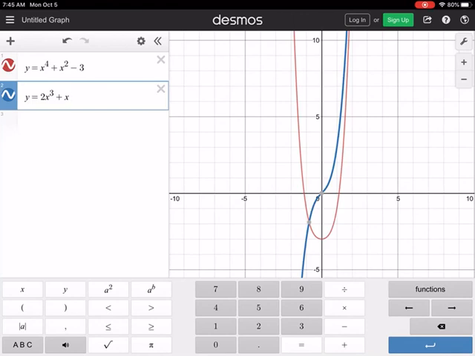Notice that my second graph, my blue graph, is odd. Every point that is in the third quadrant has a matching point in the first quadrant. So odd is matching in the first and third quadrant or second and fourth. Even is symmetric with the y-axis.